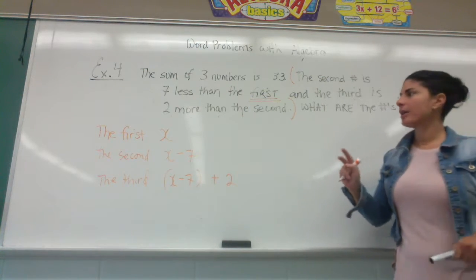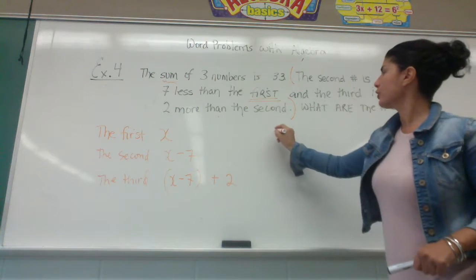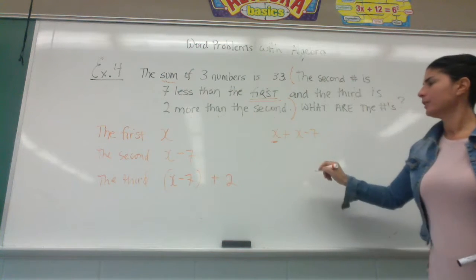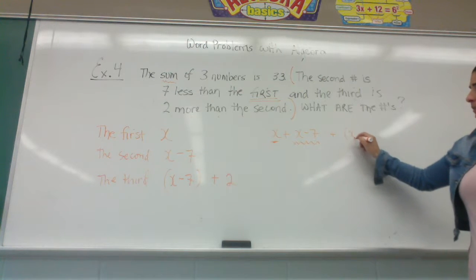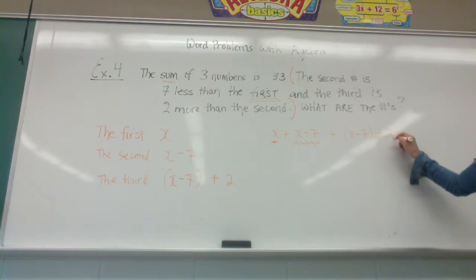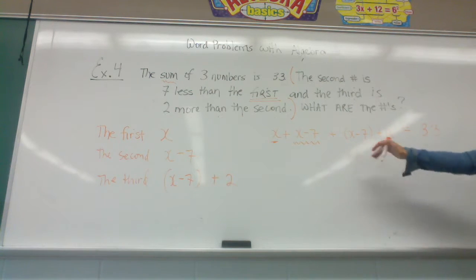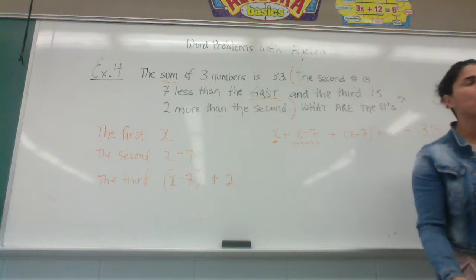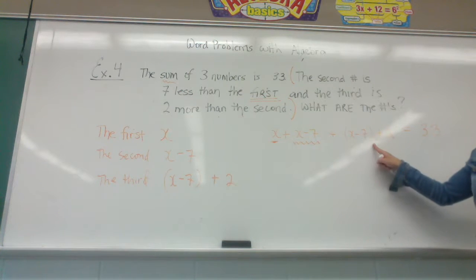My second mark comes from adding them all up, the sum. So I do x plus x minus 7. So here's my first. Here's my second number. My third is x minus 7 plus 2 with a total of 33. Do I need the brackets here? Not really. Why? Because it's an addition. But if they would have said the difference between the numbers, this minus would have been very important to have the brackets. Yes?